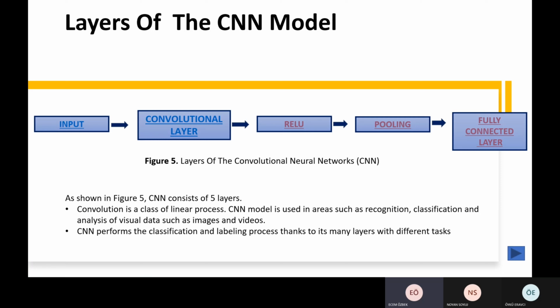Convolution is a class of linear process. CNN models are used in areas such as recognition, classification, and analysis of visual data such as images and videos. CNN performs the classification and labeling process thanks to its many layers with different tasks. First layer is the input layer. In this layer of the CNN, the data are given in raw structure to the network.